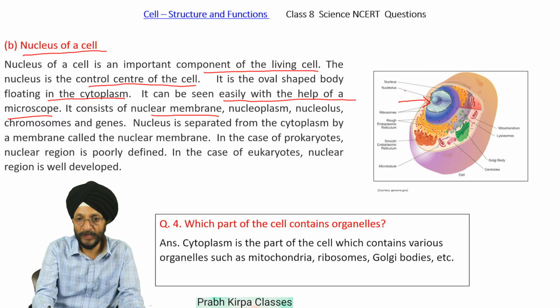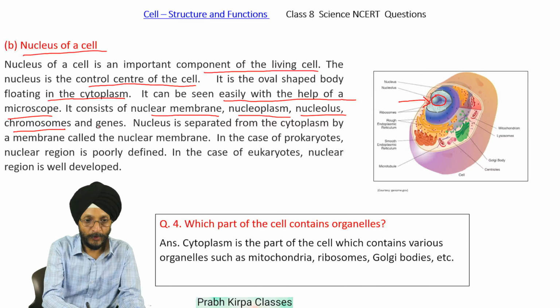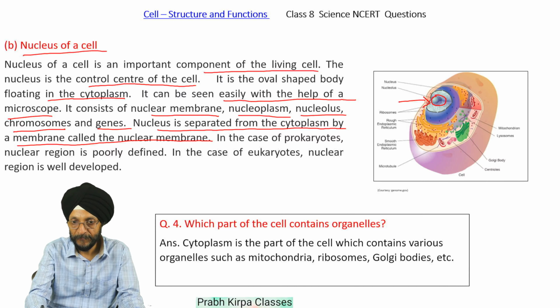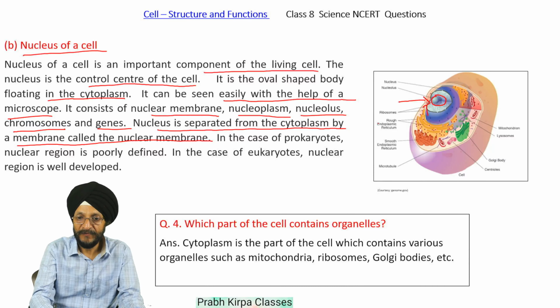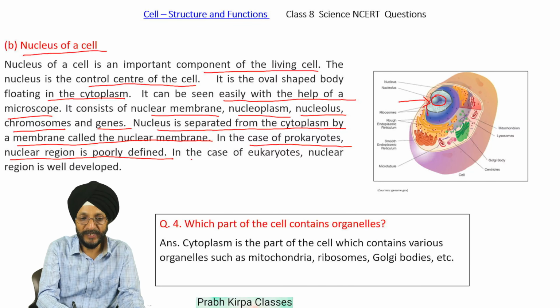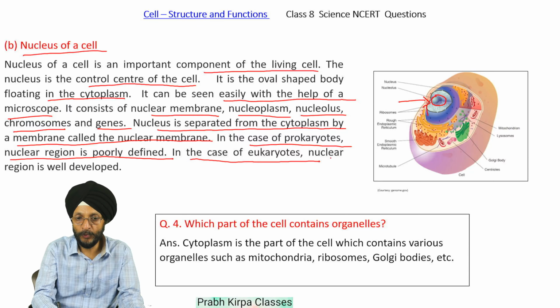It consists of a nuclear membrane, that is, the outer covering, nucleoplasm, and nucleolus. Then there are chromosomes and genes present in the nucleus. Nucleus is separated from the cytoplasm by a membrane called nuclear membrane. In the case of prokaryotes, the nuclear region is poorly defined, whereas in eukaryotes, the nuclear region is well developed.